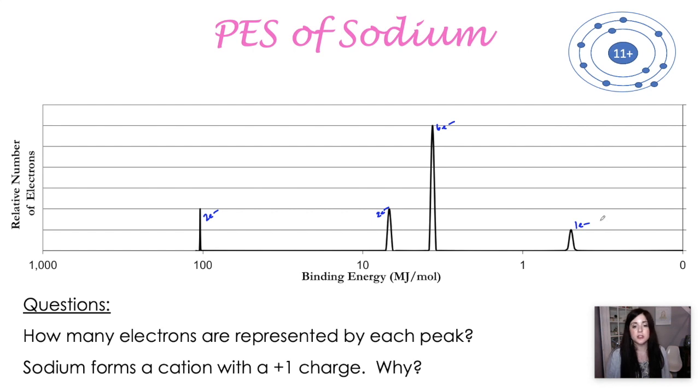So how many electrons are represented by each peak? That's done. Sodium forms a cation with a positive 1 charge. And the question is why? The reason is because this binding energy is so little. It doesn't take a lot of energy to remove that electron. Sodium is practically giving it to anything that's willing to take that electron. That's why sodium is so reactive. So because this binding energy is so low, it's going to lose an electron very easily.